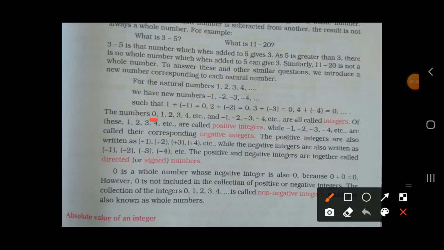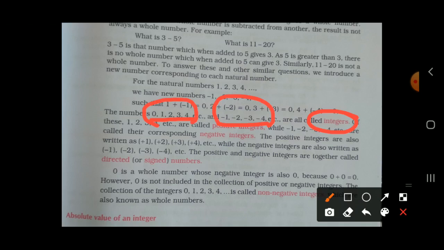Numbers 0, 1, 2, 3, 4, etc., and if we write these with a negative sign, -1, -2, -3, -4, like that, these numbers together are called integers. Means if we take positive 1, 2, 3, 4 and negative numbers -1, -2, -3, -4 in a combination, then we will say these are integers. With positive sign these are called positive integers, and with negative sign these are called negative integers.